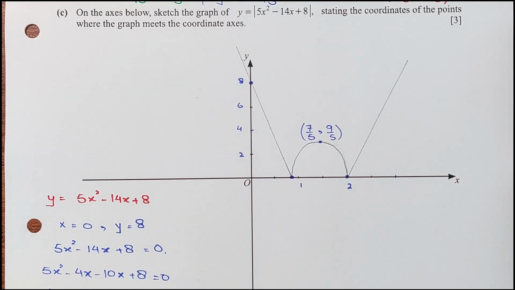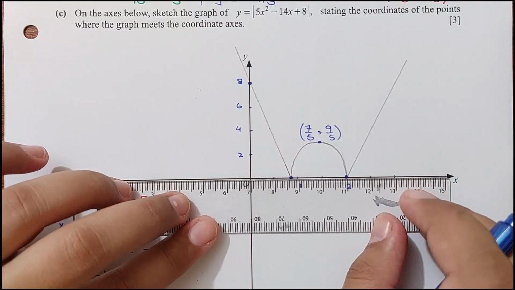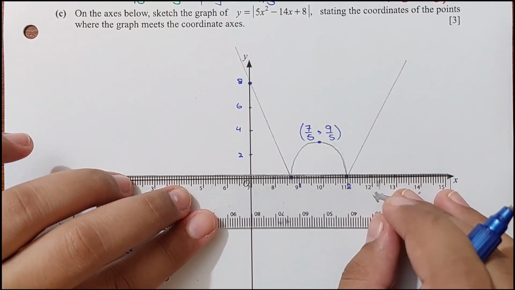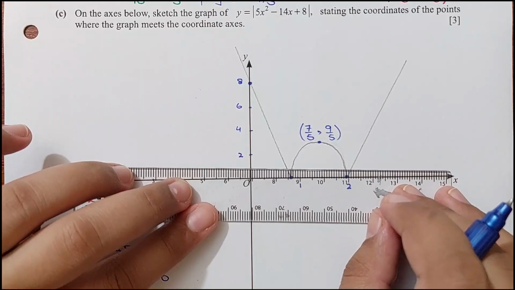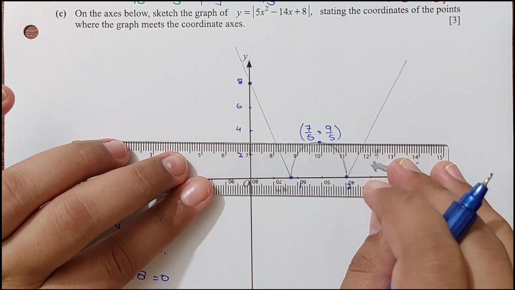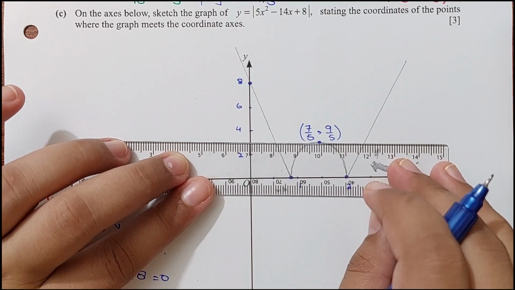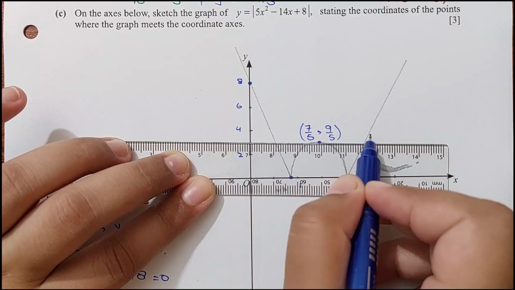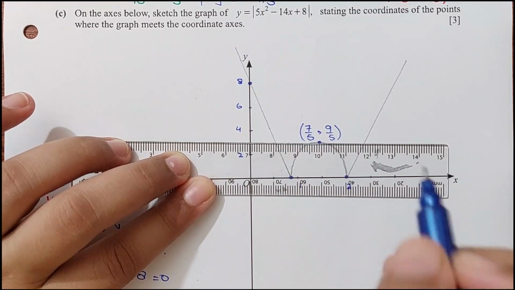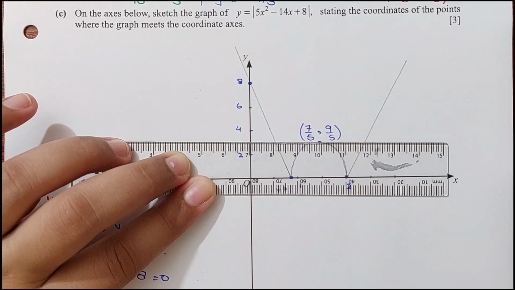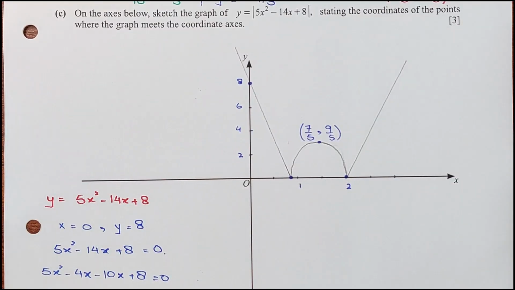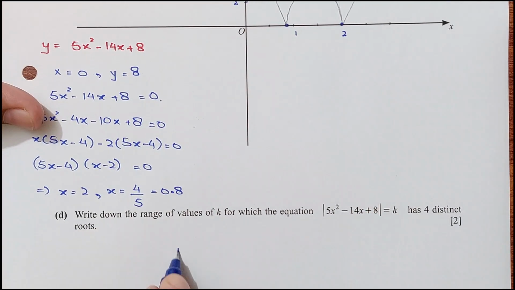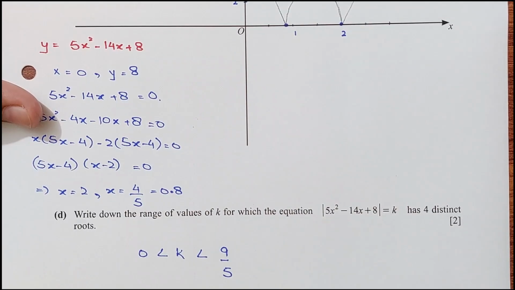As you can see, if I draw the straight line at y equals 0, it has 2 distinct roots, and the same for values above 0, up to y equals 9 by 5. At 9 by 5, it has 2 distinct roots. Between 0 and 9 by 5, it has 4 distinct roots. So the range of values of k is between 0 and 9 by 5. At 0 it has 2 roots, and at 9 by 5 it has 2 roots, so that is why I'm not using the equality.